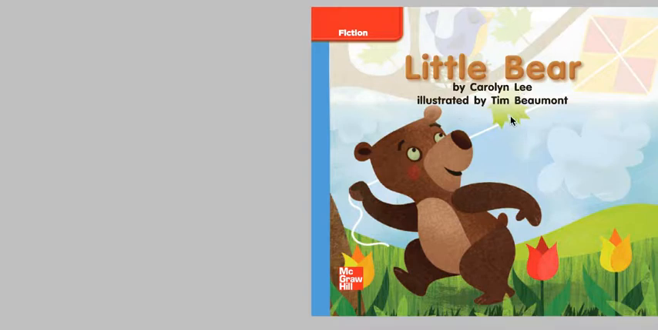And the book is illustrated by Tim Beaumont. Okay? So we're going to follow along in this story. And I want to know, what do you think the story will be about just by looking at this page right here? Do you think the story will be about a bear? That would probably be a good prediction. So let's preview some more illustrations and let's revise or confirm what your predictions are. Okay?